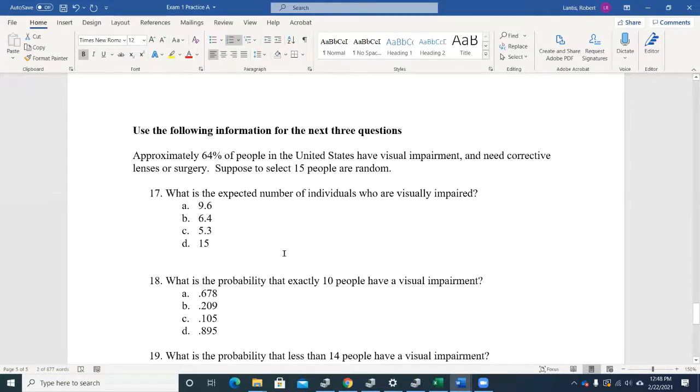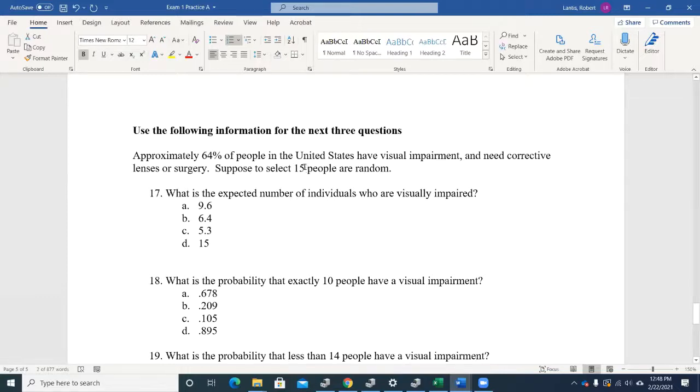D. What would the probability that someone has a visual impairment have to be in order for D to be the right answer? 100%, right? 100% of people would have a visual impairment. So right away, we've really only got 3 answers. Now, 64%, that's my probability. If I ask any one person, the probability they have a visual impairment is 0.64.